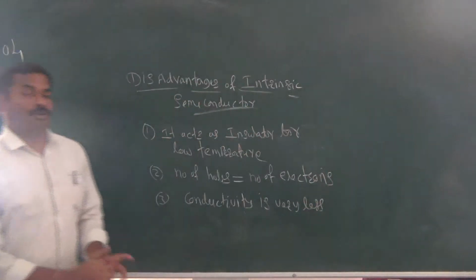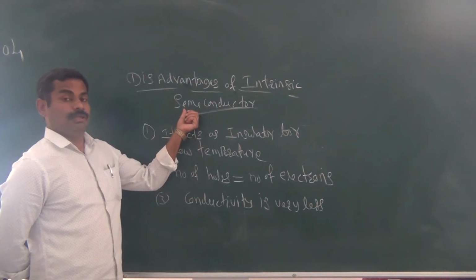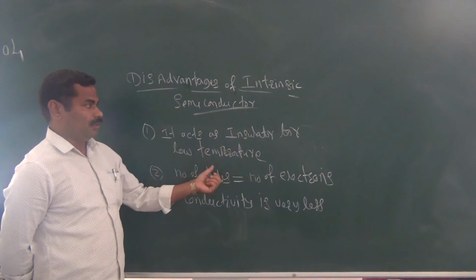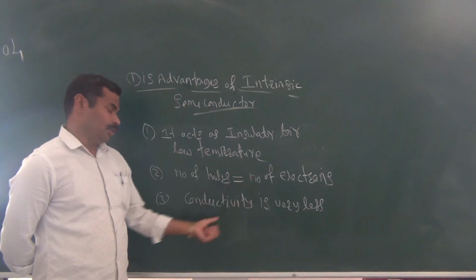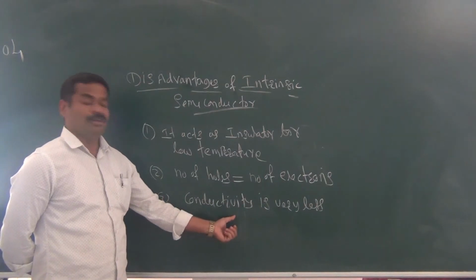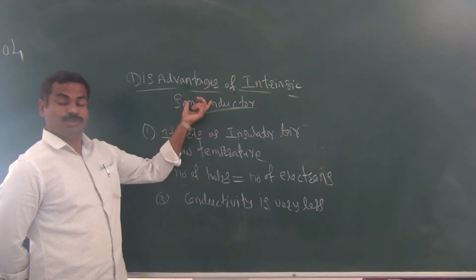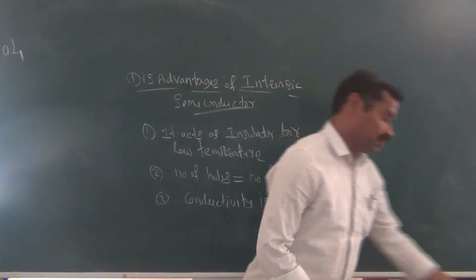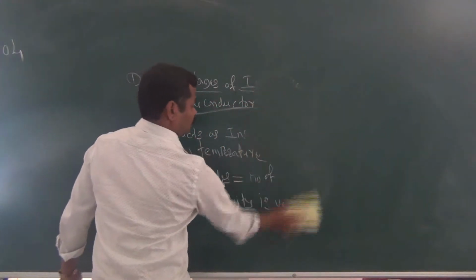These are the important limitations or drawbacks of the intrinsic semiconductor. Why are you not preferring the intrinsic semiconductor? Because it acts as an insulator at lower temperature, the number of holes and electrons are the same, and also the conductivity is very less for the intrinsic semiconductor. That's why you are not giving importance to the intrinsic semiconductor. Now we go for the extrinsic semiconductor, and before that there is one small thing that is important.